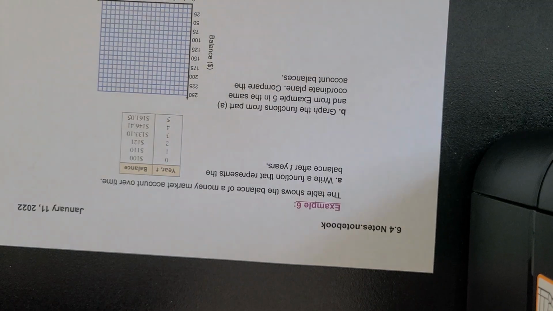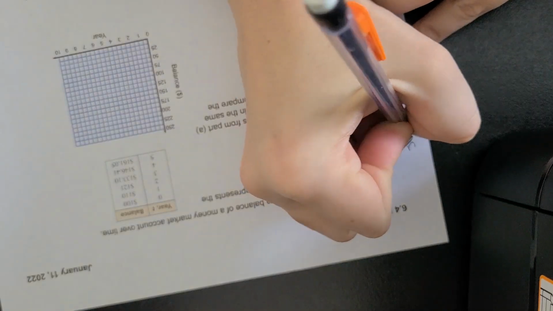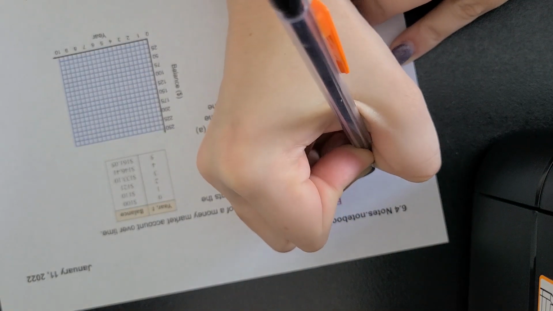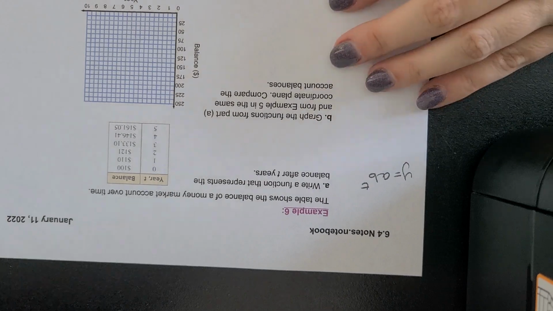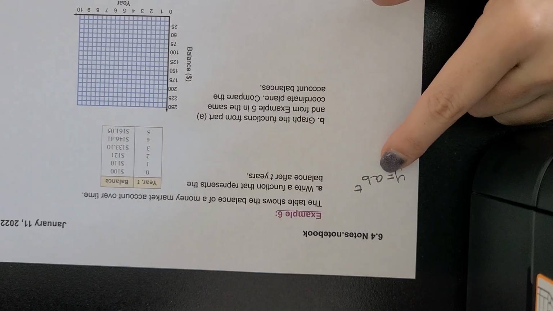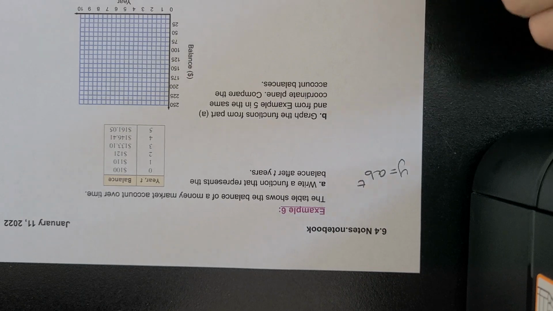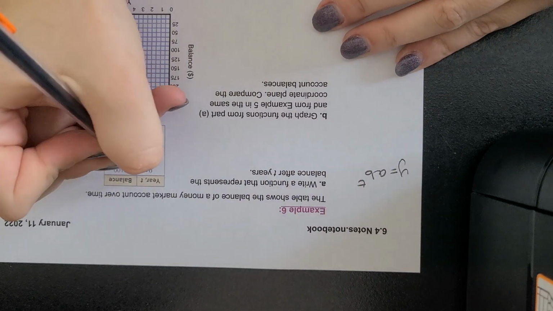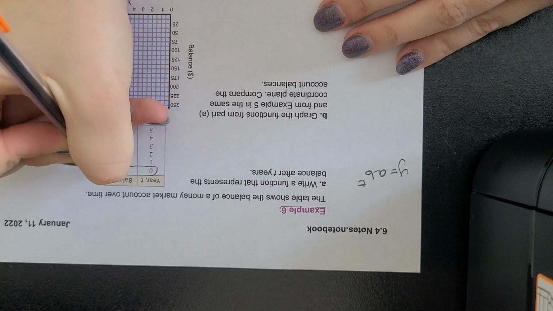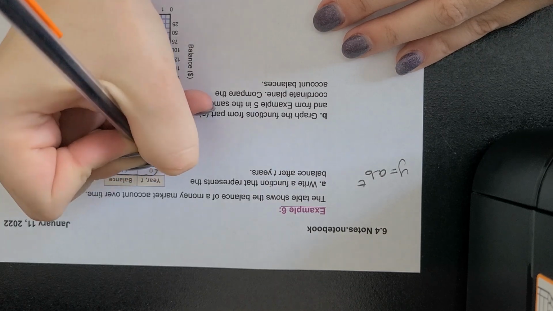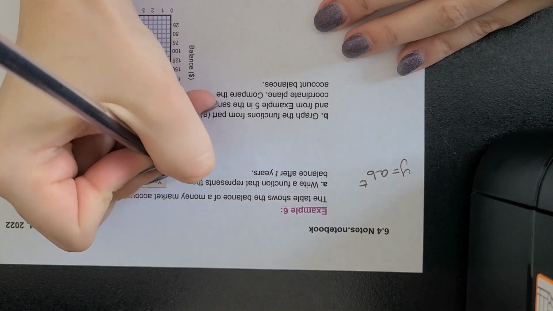So the table shows the balance of a money market account over time. We want to write a function that represents the balance after t years. So remember, our functions are always in the form y equals a b to the power of t or x. A is the starting amount, b is the rate. So let's look at this. Obviously, the year 0, this is my starting amount.